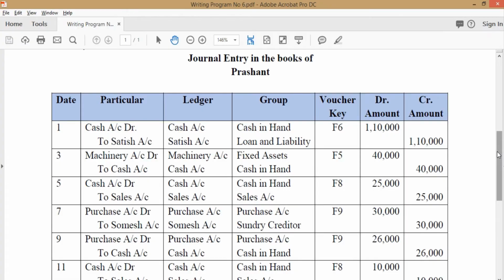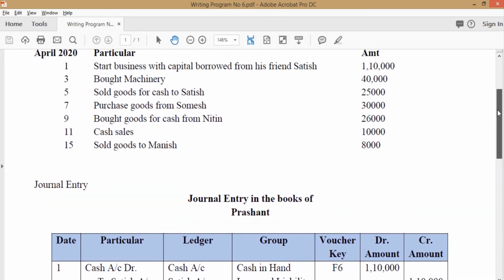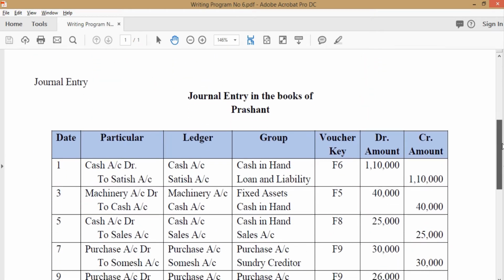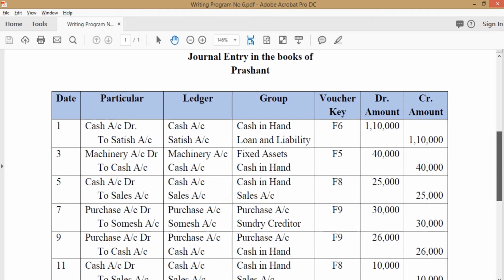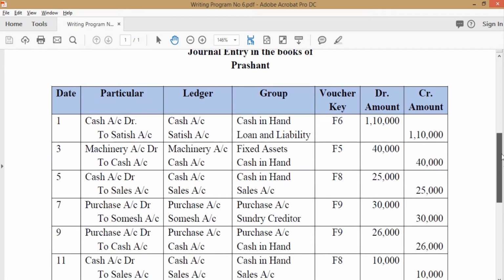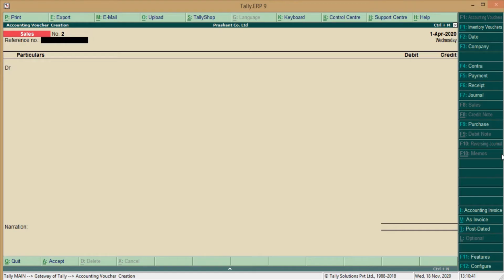Next, the fourth one: purchase goods from Somesh of rupees 30,000. Here the transaction is a purchase, and the goods are purchased from Somesh, so it is in the form of purchase. So purchase account debit to Somesh account, and Somesh is a sundry creditor. So press F9.